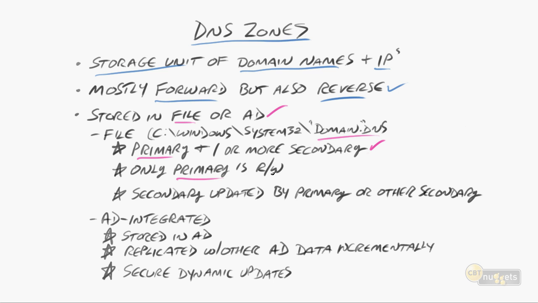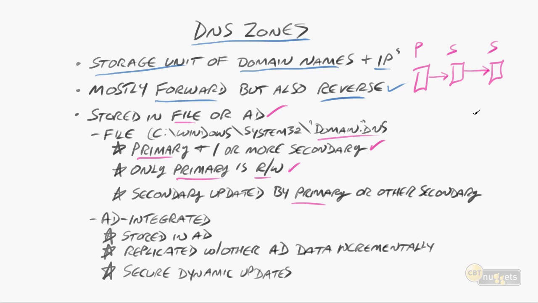Okay, the primary is read-write, remember that. The secondary is updated either by their primary or by other secondaries. So you might have this server here as a primary. This one's a secondary. I'm going to have another secondary. This one gets its updates from the primary. This one gets its updates from the secondary. So that could happen. You try to not go too far out because then you start to get latency in terms of updates and things like that.